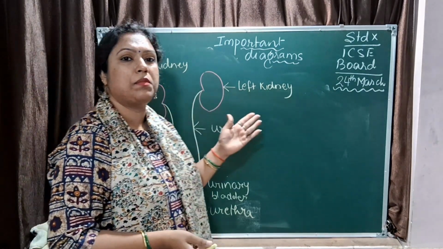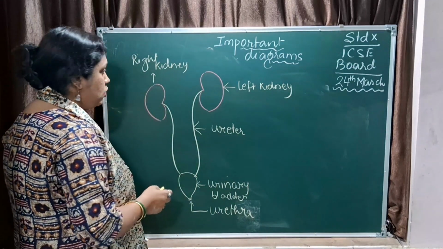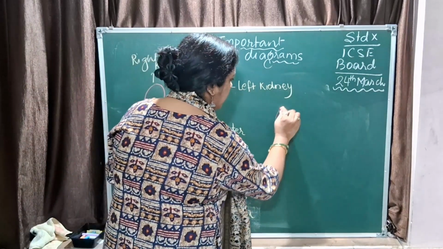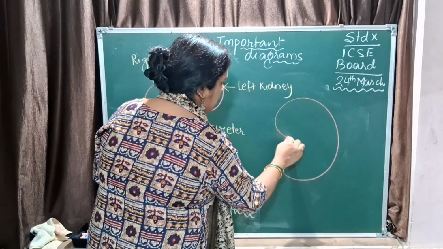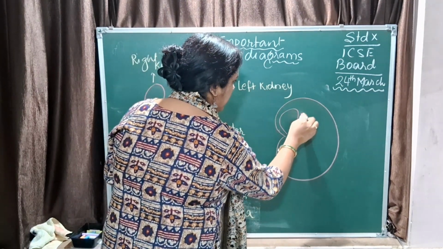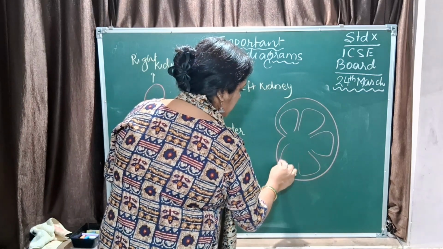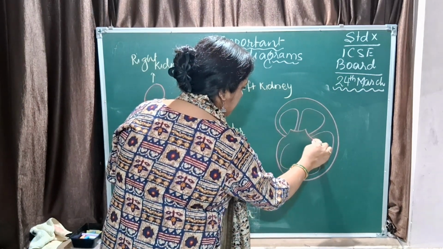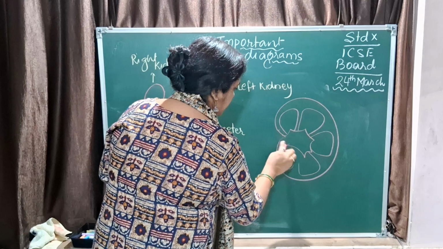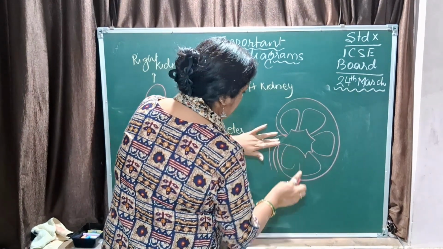Now another diagram that can be asked from here is the transverse section of the kidney. So if you have to draw the transverse section of the kidney, draw a kidney, make triangles in it, and make this kind of structure. And just, yes.